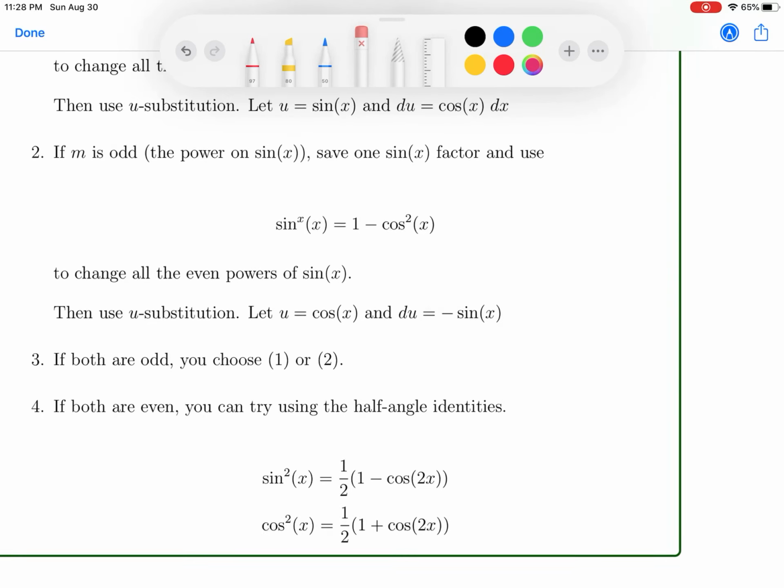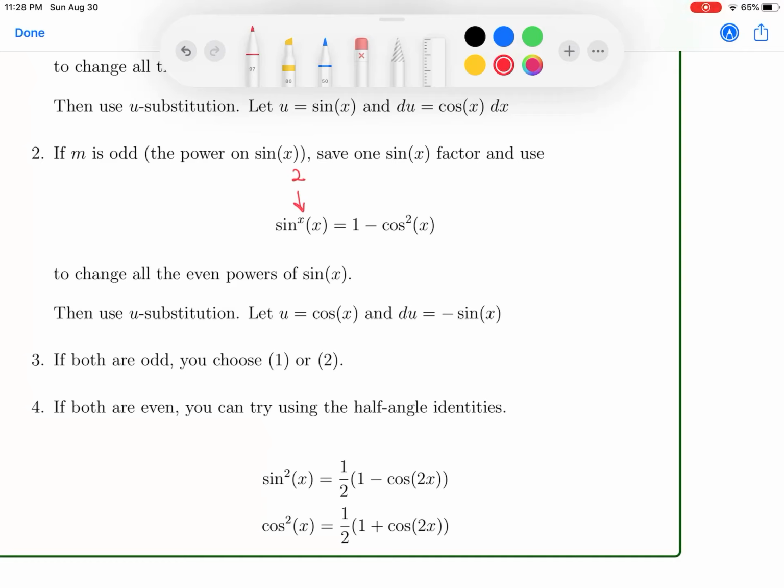Let's talk about if m is odd. So basically, if the power on sine is odd, what you're going to do in that case is strip off a power of sine, right? And this right here, typo. This right here, typo. It's supposed to be a 2.